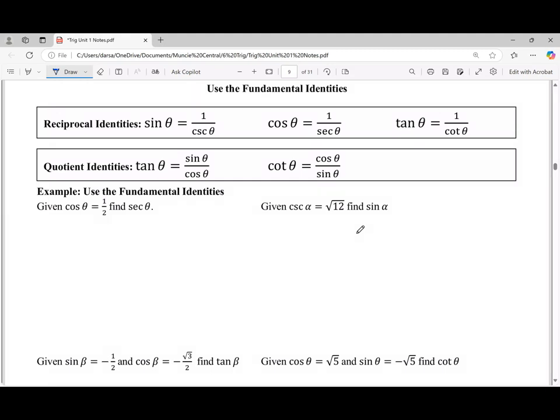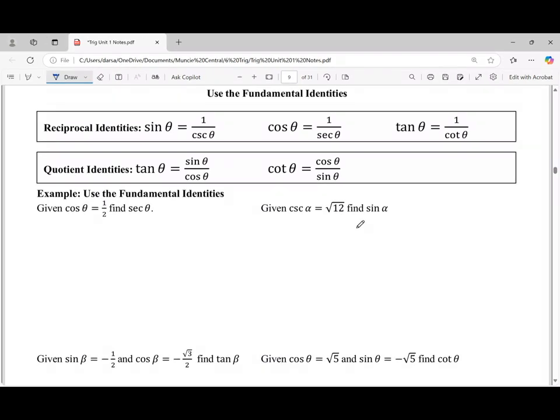We've already seen that cosecant is the reciprocal of sine, secant is the reciprocal of cosine, and cotangent is the reciprocal of tangent. But it also works the other way. If you know cosecant, you can take its reciprocal and get back to sine. That is what brings us to our first three fundamental identities, and those are the reciprocal identities.